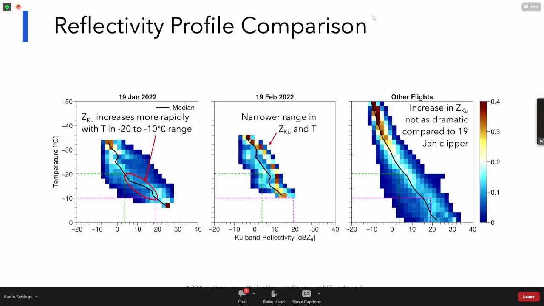A couple of things to note is with our January 19 Clipper, the Ku band reflectivity increases more rapidly in that -20 to -10 Celsius range. So a steeper slope in the reflectivity compared to the February Clipper and on average the other mid-latitude cyclones. And you can see in the center panel here, the February Clipper system had a narrower range in reflectivity and temperature, partially because our system was shallower. And in the last panel, just as a disclaimer, we ignored any columns where we had any bright banding, any melting of hydrometeors.